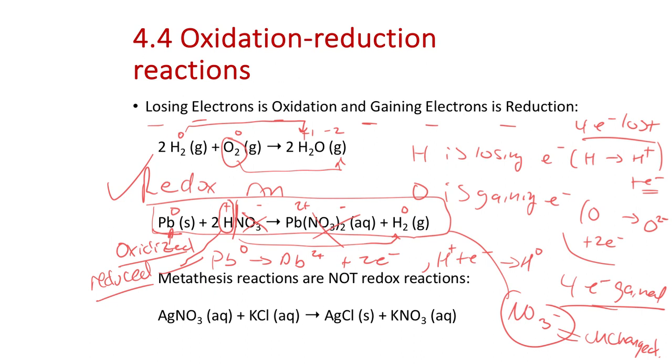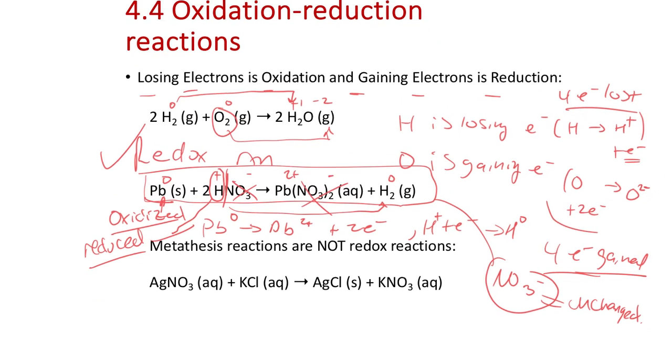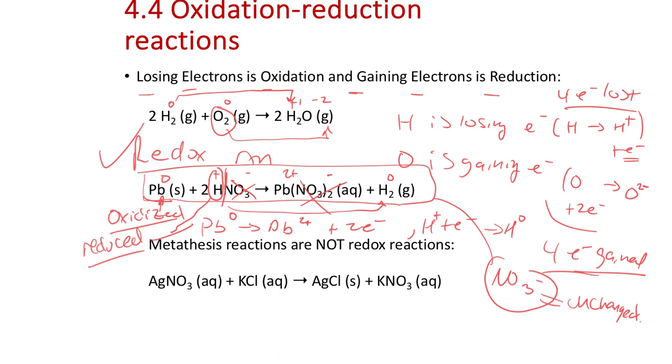So then one last thing to think about is to go back to a metathesis reaction. Metathesis reactions generally are not going to fit the category of being redox reactions. Well, why is that? Just try to address the question, is there any charge being transferred? Here we have Ag+, NO3-, K+, Cl-, and here we're forming Ag+ Cl-, and then K+ NO3-.